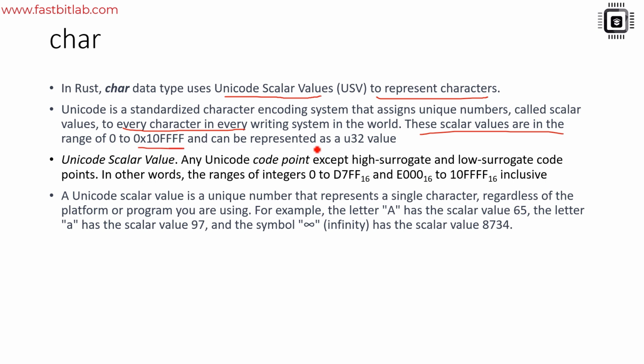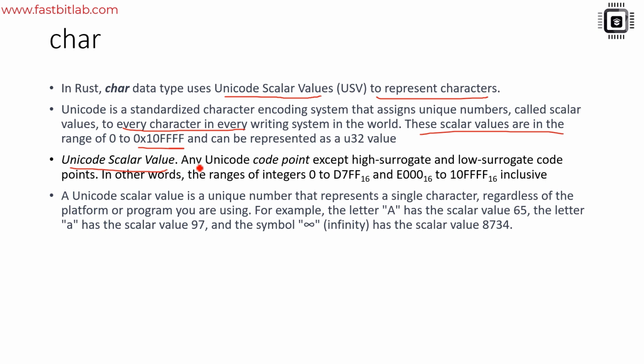Basically, it can be represented as a U32 value. So a USV can be represented as a U32 value. Unicode is a character encoding standard that includes a vast range of characters from different writing systems, including digits, letters, punctuation, symbols, and more. It's designed to support all the world's languages, including scripts used for languages such as Arabic, Chinese, Hebrew, Hindi, Russian, and more. And it's designed to be flexible enough to accommodate new characters as needed.